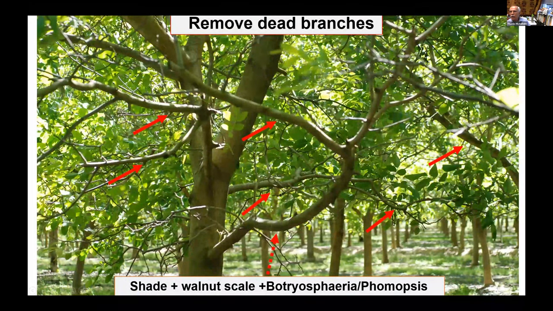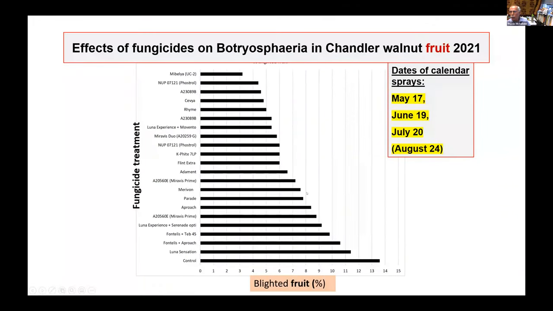The other thing, the cankers that develop in the blighted spurs and the shoots that are colonized with Botryosphaeria eventually will colonize the entire lower branches. And these lower branches, because they are weak and they're covered with scale, become very susceptible, and get covered with pycnidia of this fungi. So it is essential to do sanitation and remove all these dead branches, because in that way you can reduce a lot of inoculum.